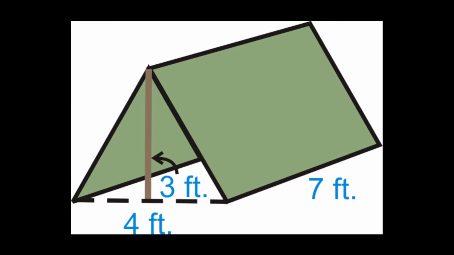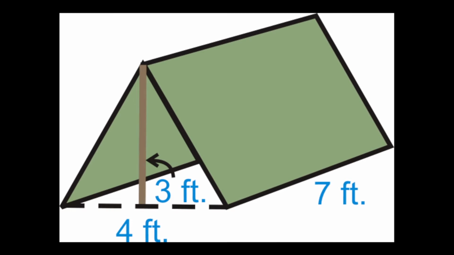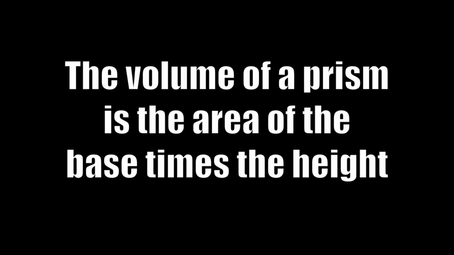A prism is a solid geometric figure which has the same bases on the top and bottom, and they are parallel and the same size. While the most common prism is a rectangular prism, like a shoebox or a dresser or a textbook, prisms can have bases that are triangles, pentagons, or any other polygonal shape. The volume of a prism is the area of the base times the height.